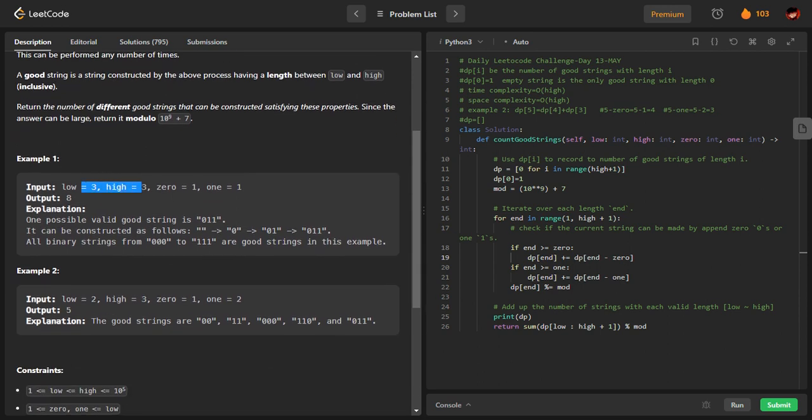In this case, low and high are the same. That means there is only one option for the string length. It has to be 3. Zero is given value 1, one is given value 1. What it means is we can add 0 one at a time, and similarly we can add 1 one at a time. So the lengths are fixed. That means all possible combinations of three character strings where 0 and 1 can be interchangeable. That means all binary strings from 000 to 111 are good strings in this example.